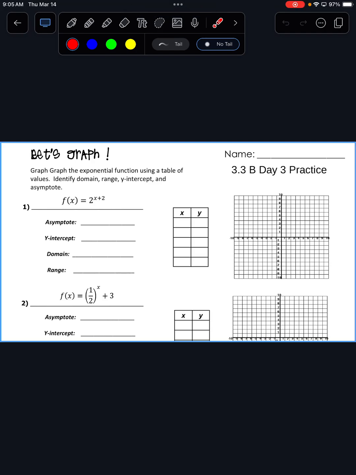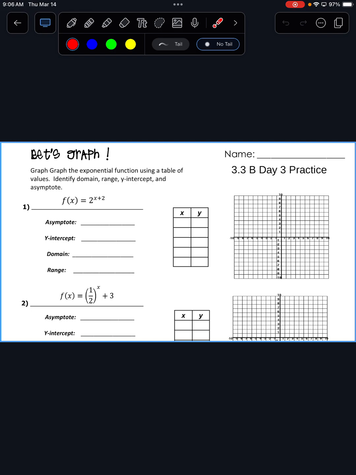Okay, so in this video, I'm going to show you how to graph an exponential function using the asymptote and the y-intercept. And we're going to set up a table of values. And we're also going to describe the domain and range of the function.